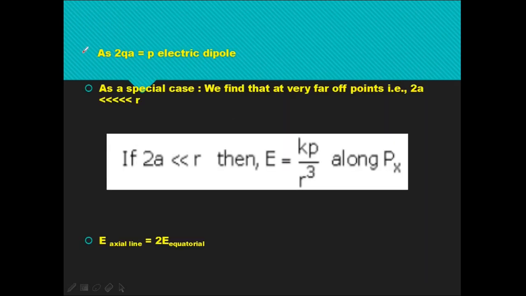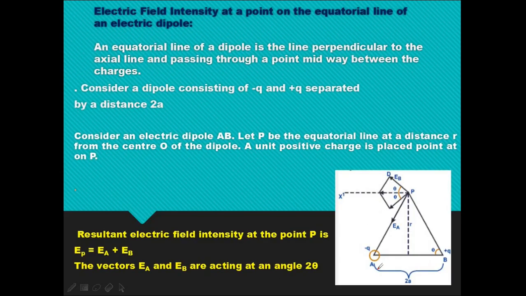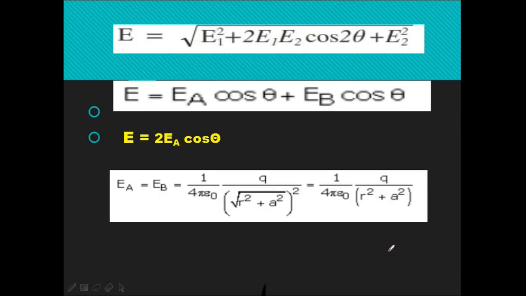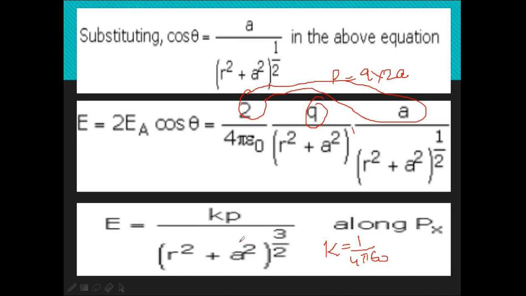Now as a special case, we find at a very far point, that is 2A is very less than R, means the dipole is very small as compared to point P. Means here see the diagram, this distance is very small, the dipole is very small, and the unit positive charge is placed very far away. Then this distance A is neglected, the value of A is neglected.